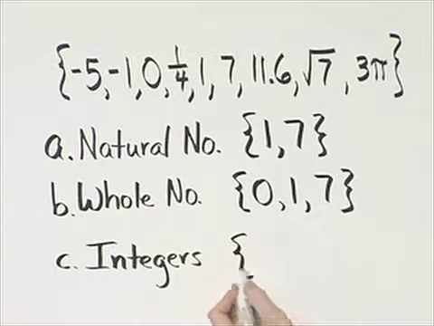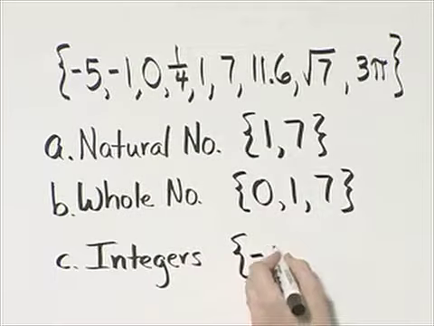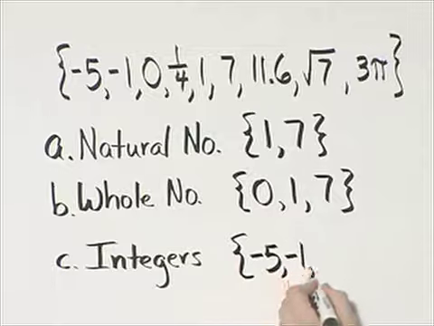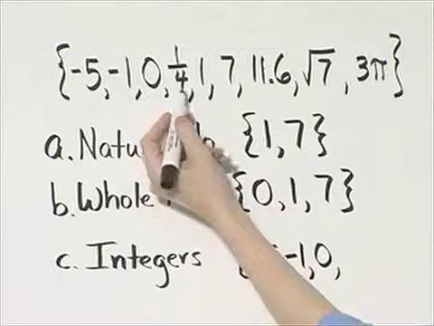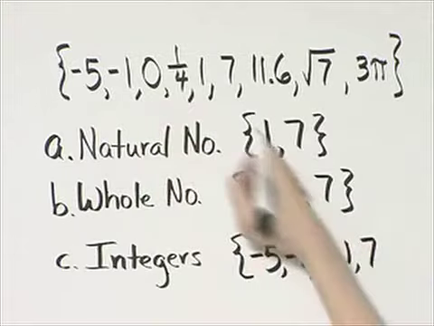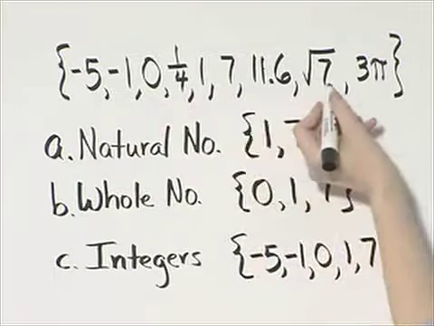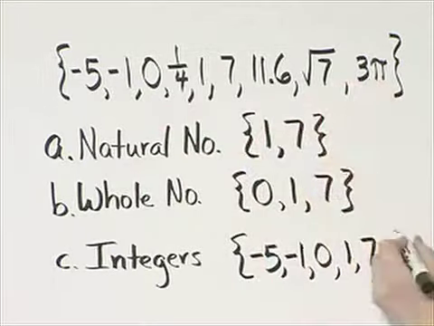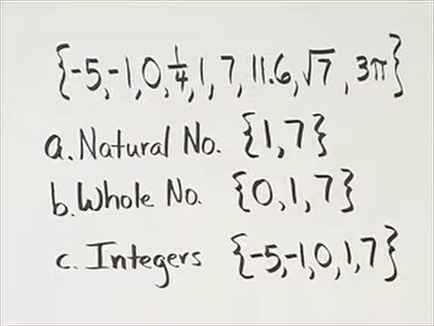So let's list the integers. -5, -1, 0. That's not an integer. 1 is an integer. 7 is an integer. That's not an integer, and that's not an integer. There are my integers.